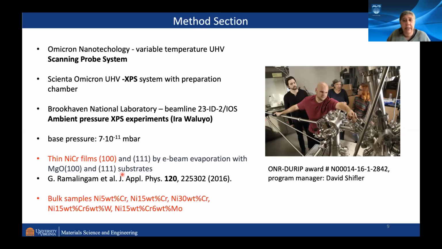We also use bulk samples, which are polycrystalline, essentially a randomized surface orientation, some with small, some with really, really large grains, with various compositions. And these alloys were cast by our colleague at the University of Wisconsin, Professor Perry Pascoe, who is an excellent metallurgist.